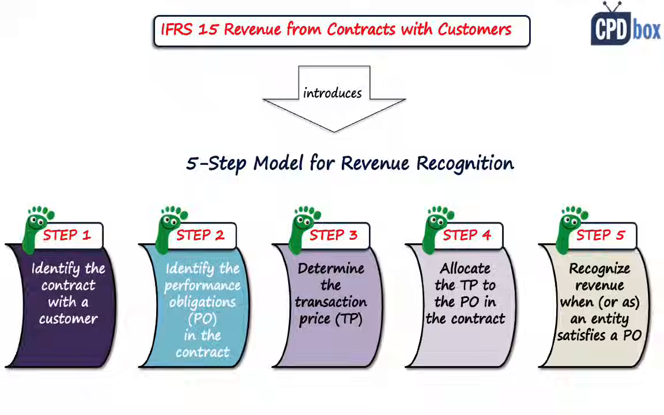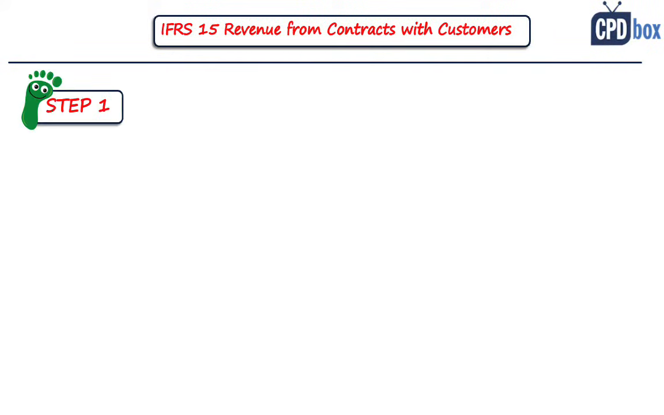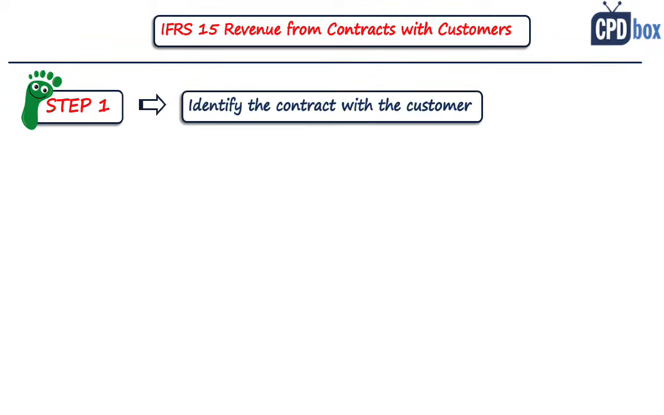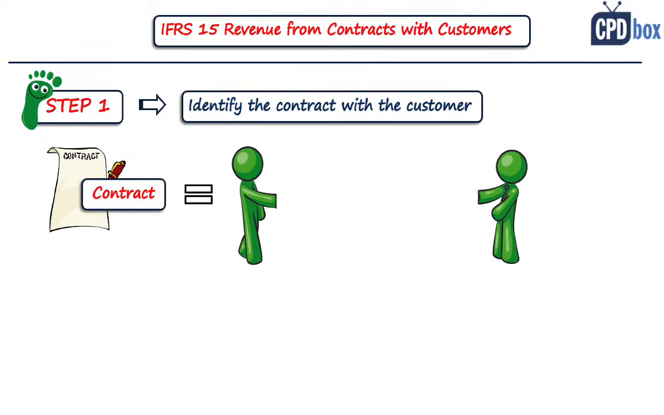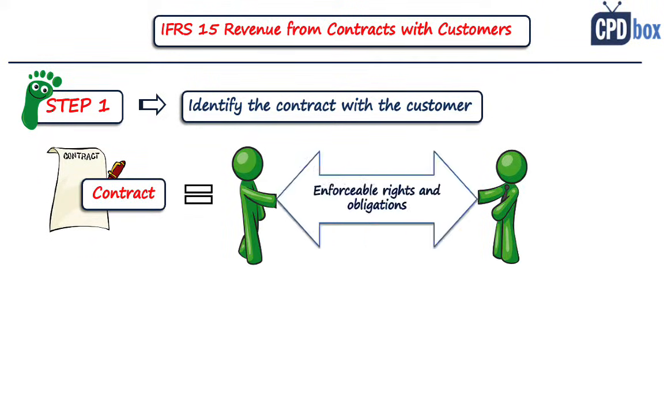Let's start with step number 1, identify the contract with the customer. So the contract is a certain agreement between 2 or more parties, and it creates enforceable rights and obligations. The contract can be in both written or oral form, however, it must be enforceable. And this will depend on the legislation in the particular country.